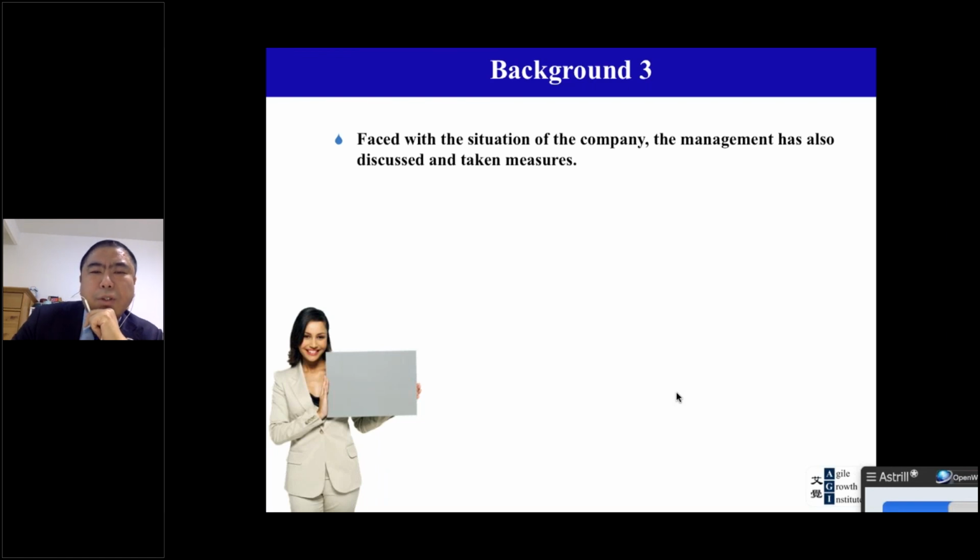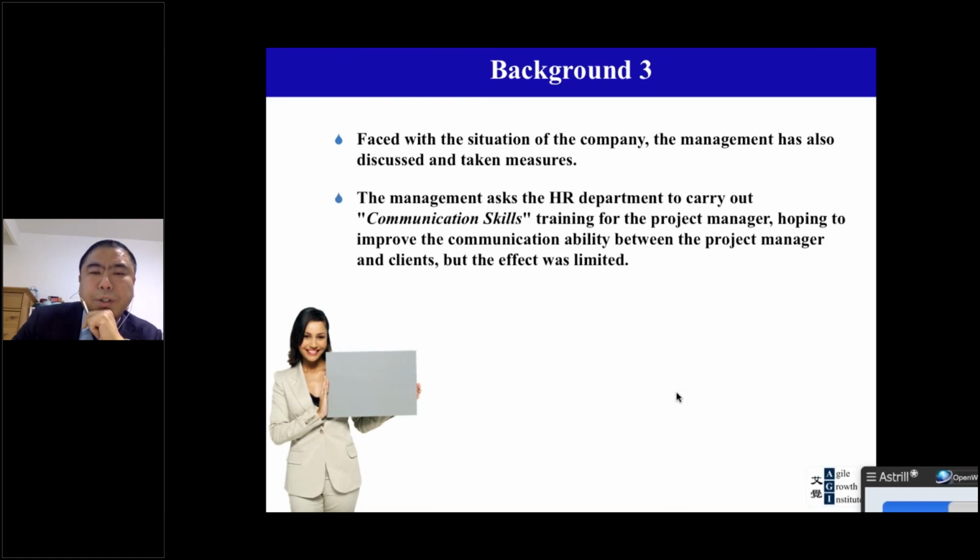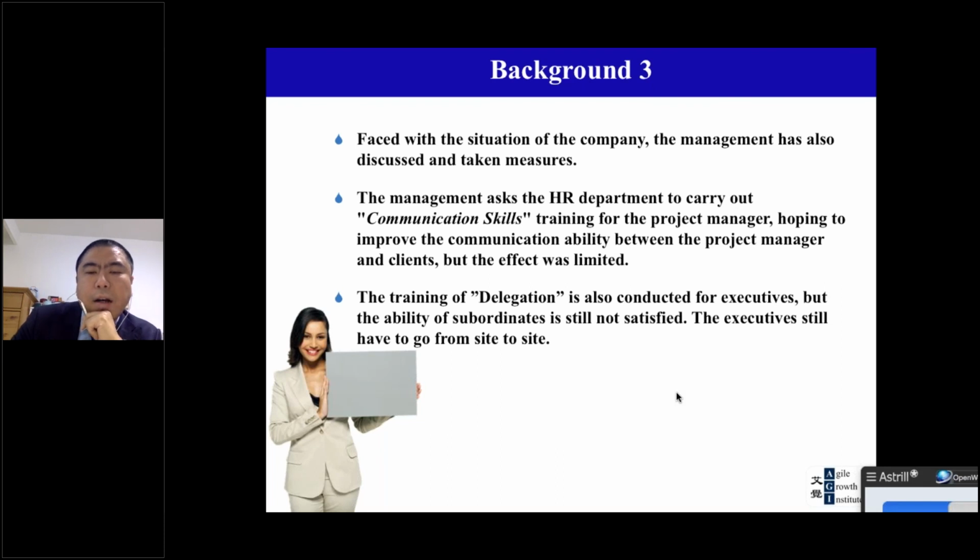Faced with such a situation, management has also discussed and taken measures. The management asks the HR department to carry out communication skill training for the project managers, hoping to improve the communication ability between the project managers and the clients. But the effect was limited. The training of delegation is also conducted for executives, but the ability of subordinates is still not satisfying. The executives still have to go from site to site.